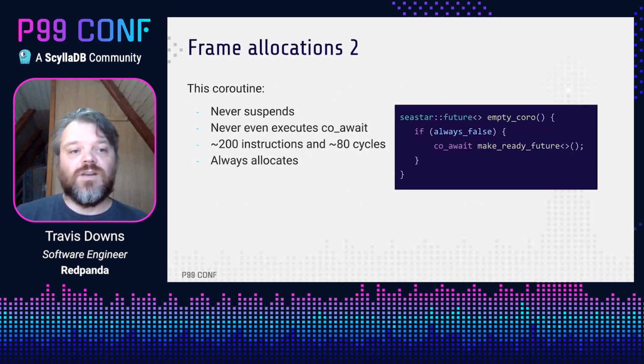So how long does this take to do nothing, essentially? Well, it's 200 instructions and 80 cycles, and it always allocates once.